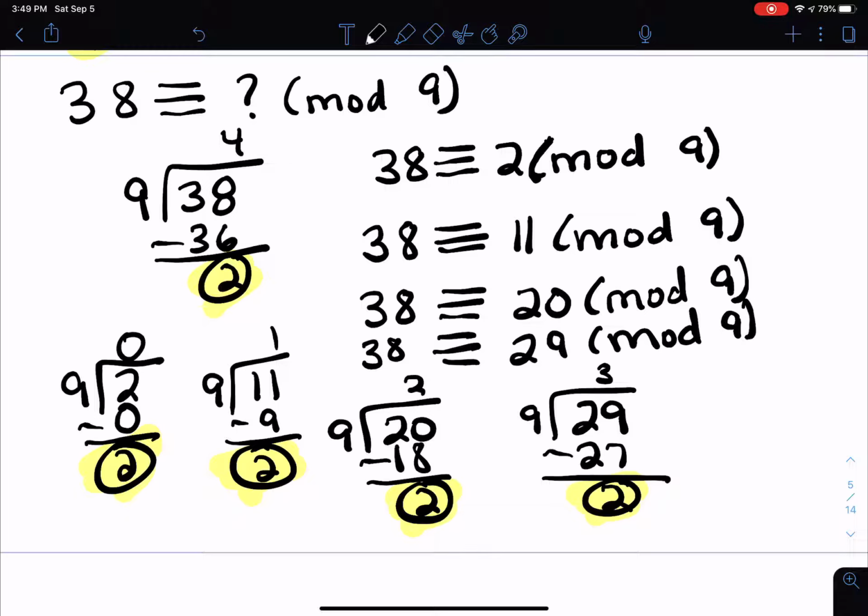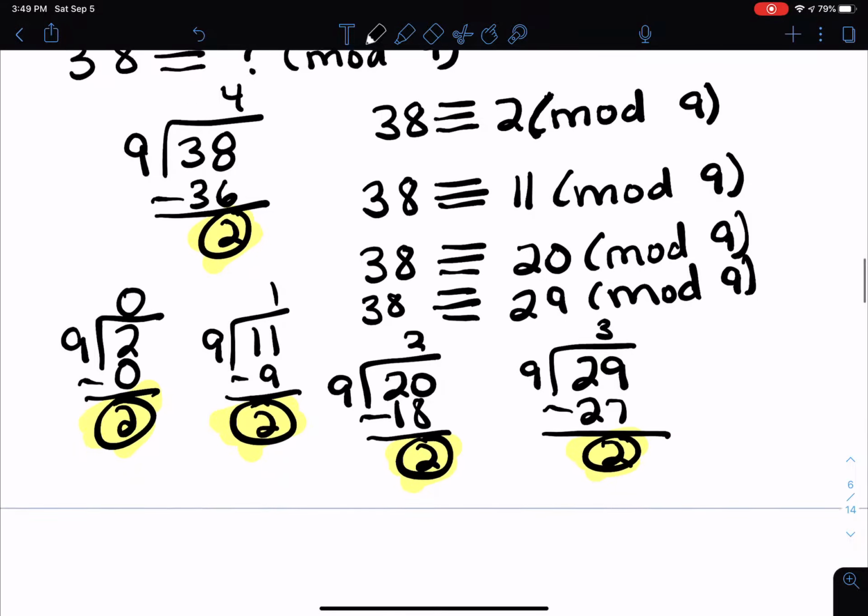So we'll get to that in a minute. Oops, excuse me. I accidentally pushed something on my computer here.